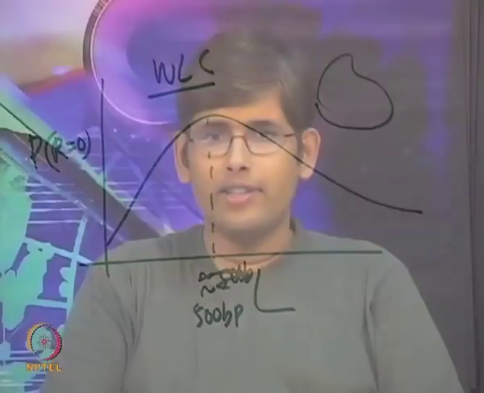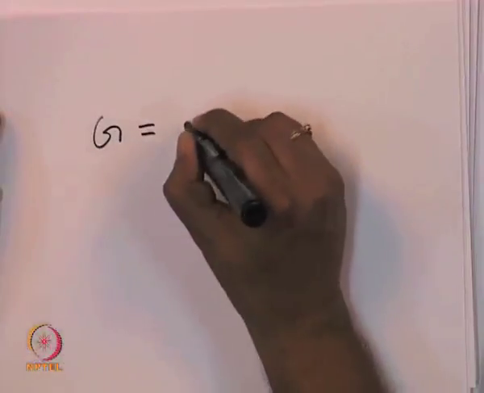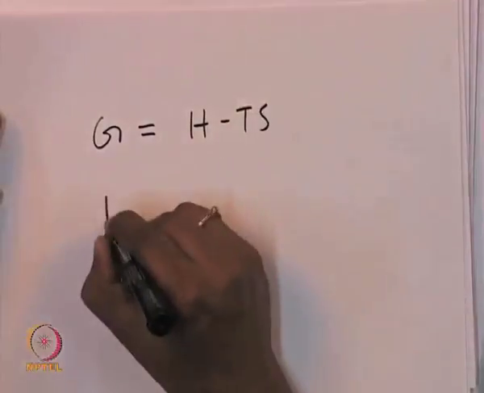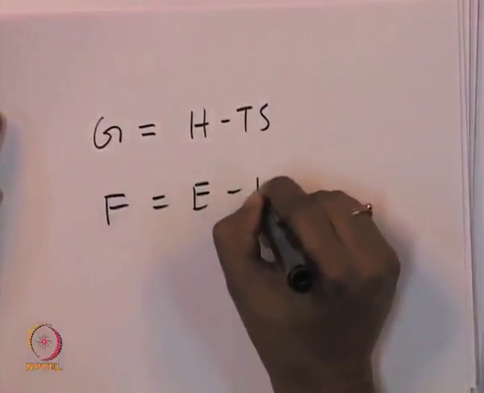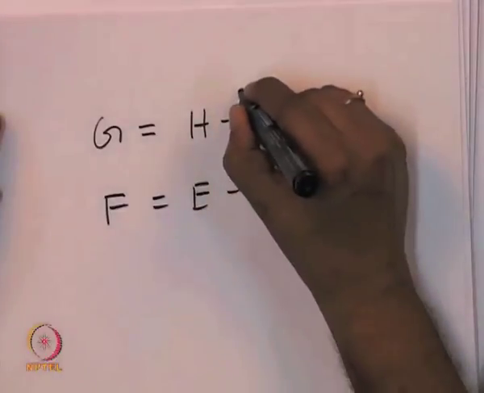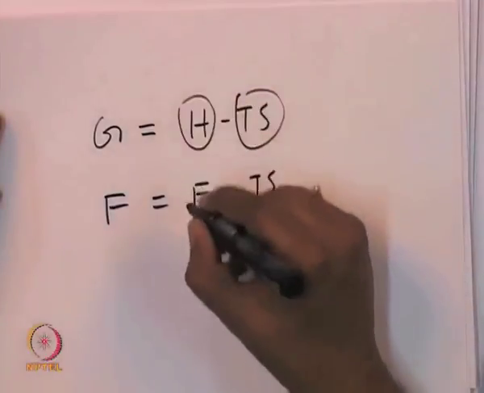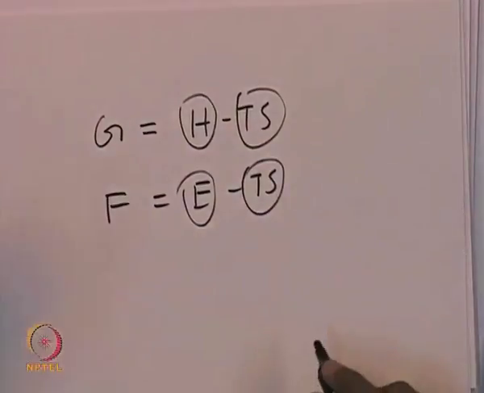What does this mean? This is due to the fact that there are 2 terms in free energy, as we said, an energy and an entropy. This is E minus T S, or G is H minus T S, the free energy. When we write the free energy, G is H minus T S, or F is E minus T S. So there is entropy and energy.